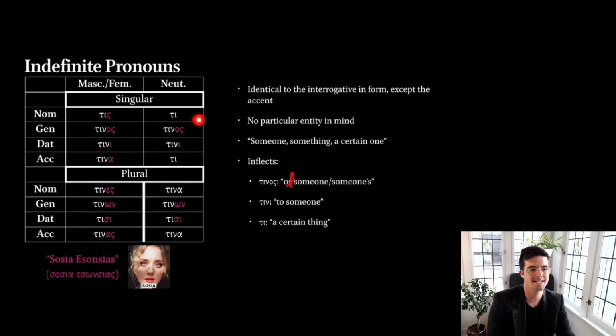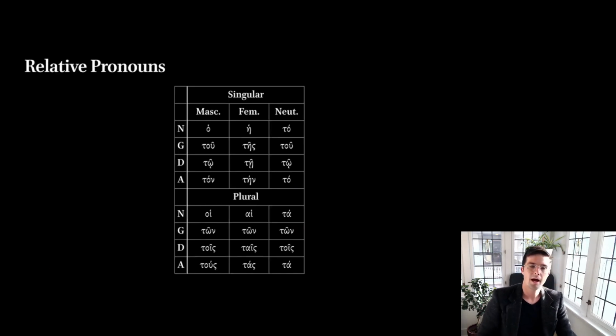So there's not going to be any accent for the indefinite pronoun. And an indefinite pronoun, like its name implies, is going to have no particular entity in mind, no particular person or thing in mind. This being the case, it's going to be translated someone, something, or a certain one. It's not quite the same as an indefinite article like a or an in English, but it's sort of approaching that category. And moving on to relative pronouns.